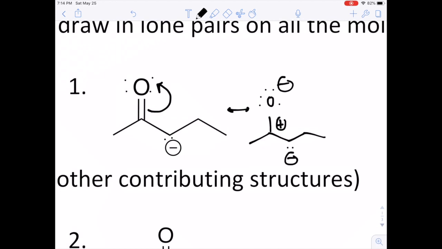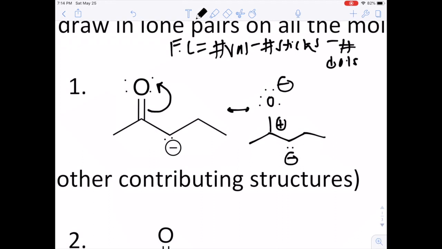And some people are kind of confused on why I put a negative charge on the oxygen and a positive charge on the carbon. So you can do the formal charge formula, which is formal charge equals the number of valence electrons minus the number of sticks minus the number of dots. Okay, so you can do that formula each time, or you can rationalize: I took electrons from that pi bond and put them on the oxygen. Well, electrons are already negatively charged species, so by putting more negative on the oxygen, that's why it gets a negative formal charge. When I took those electrons away from that carbon, I took negative away from that, so that means it's going to become positive, okay?